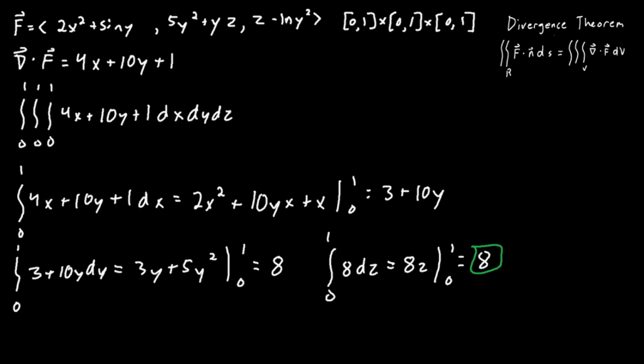And all we had to do, well, we had the region already, but all we had to do was just find the dot product. That's probably the hardest part of the divergence theorem. And after that, it's just a triple integral that hopefully all of you guys are familiar with by now.